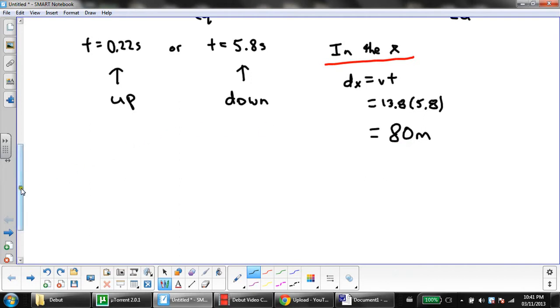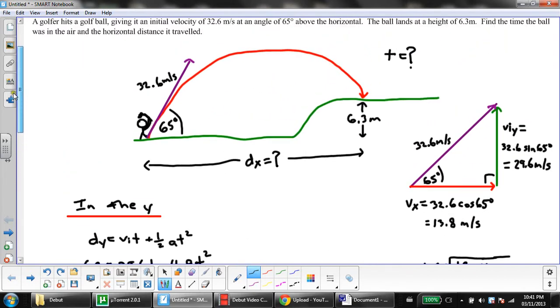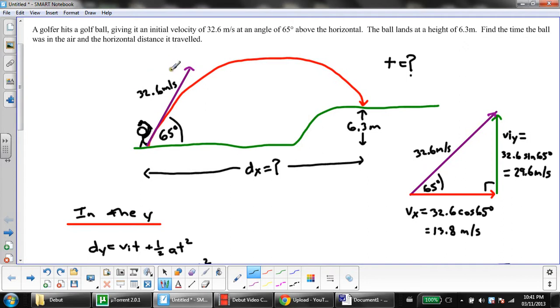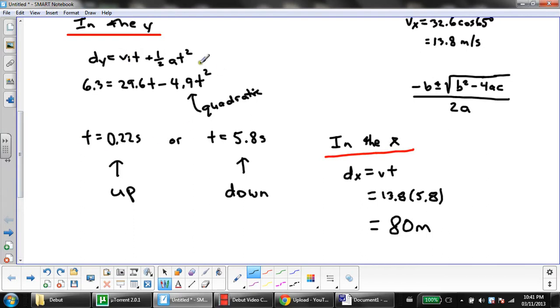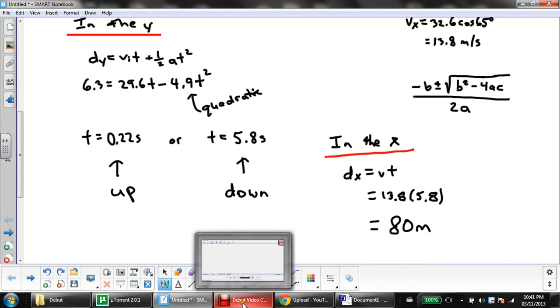Bingo. So again, anytime you're given a question where something's traveling on an angle, first step, always break it up into its x part and its y part, and then decide where you're going to move to now. Here we started in the y, used a quadratic equation, got time, took it to the x, found dx. Common recipe for how to solve these.